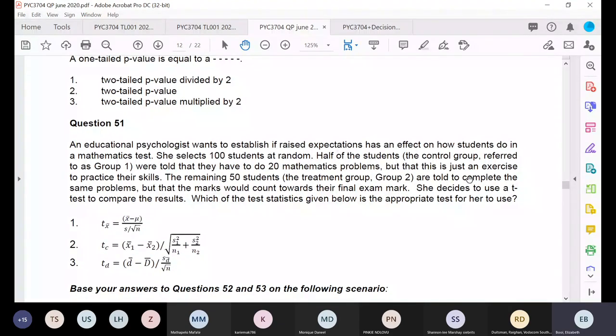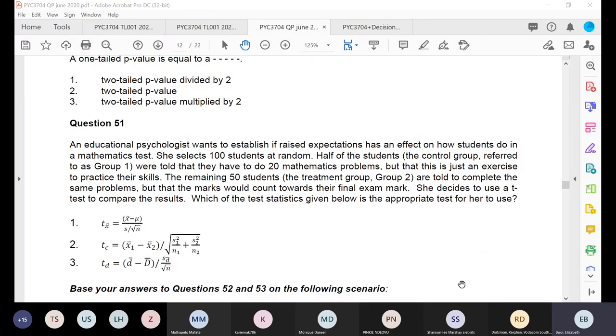Now, here we have a statement that says an educational psychologist wants to establish if raised expectation has an effect on how students do in a mathematics test. She selects 100 students at random, half of the students form a control group, referred to as group one, and we're told that they have to do 20 maths problems, but that is just an exercise to practice their skill. The remaining 50 are told to complete the same problems, but this is called group two, which is our treatment.